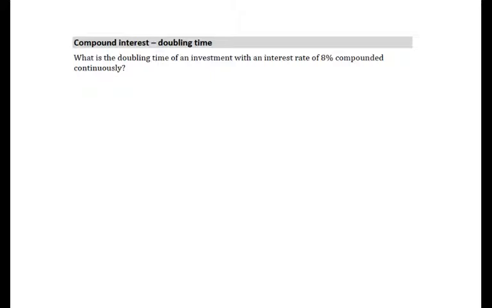On this example, we are working with doubling time. And note that this also says compounded continuously. So we want to notice right off the bat that we're now working with the formula for interest compounded continuously, which is A equals P times e to the rt. So this is the formula we're going to use. Let's pick out the pieces that we know. We're definitely given an interest rate of 8%, which tells us that r is equal to 0.08.